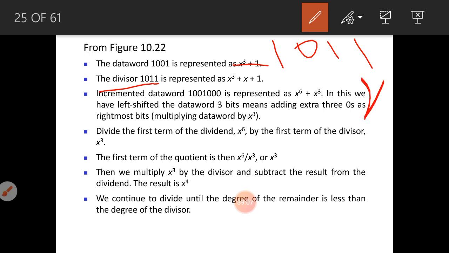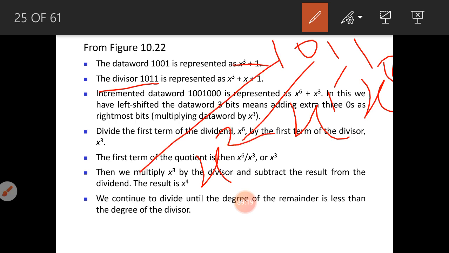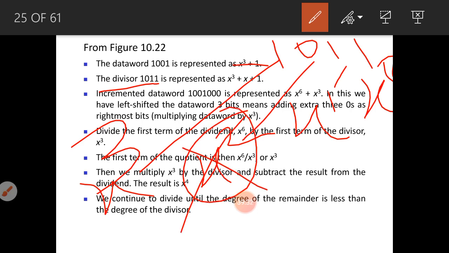Here also, this one is x raised to 0, and this one is x raised to 1, and this 0 is x raised to 2, and this 0 is x raised to 3. So here also we need to remove the 0 coefficient term. There is only one 0 coefficient term, that is x raised to 3. This term we need to remove, and what is remaining here?